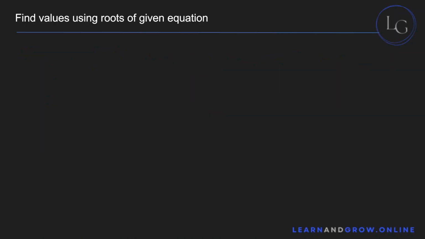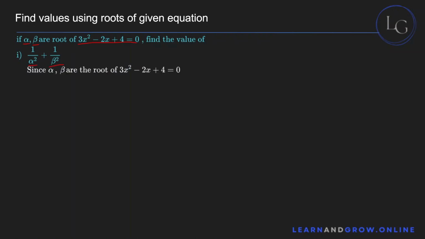Now, we'll find values using roots of a given equation. So the roots will be given to us, and we have to find different values. Alpha and beta are the roots of this quadratic equation, and we have to find 1 over alpha square plus 1 over beta square. How do you do that? Well, you must always remember these two equations: alpha plus beta is equal to minus b over a, and alpha beta is equal to c over a.